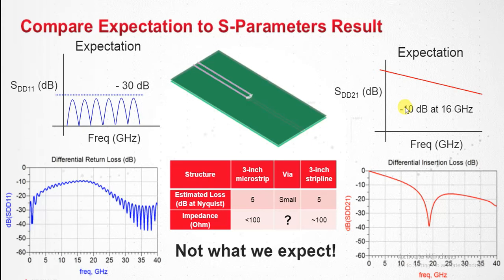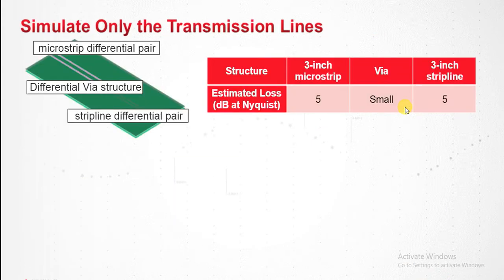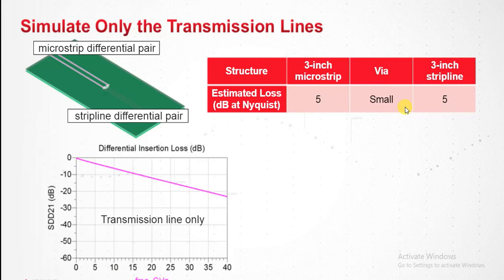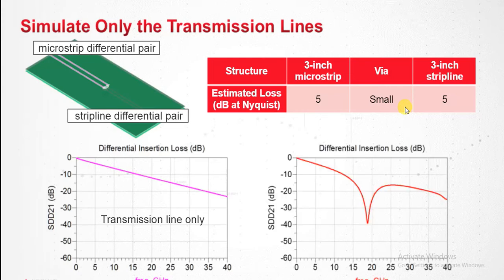Let's take a look at the channel again. We have a microstrip differential pair, a via structure, and another differential pair. Well, there are two differential pairs together. I'm just going to remove that via and simulate only the transmission lines and see if that's the linear relationship that we expect. And of course, when I simulated the transmission line only, I'm getting about minus 10 dB at 16 gigahertz Nyquist. But when the via is included, there is a dip. That tells me the via is possibly the problem, and we'll need to take a closer look at the via because of the dip.